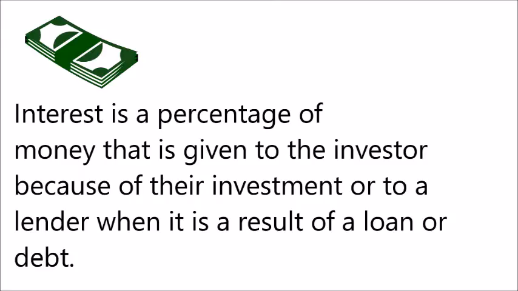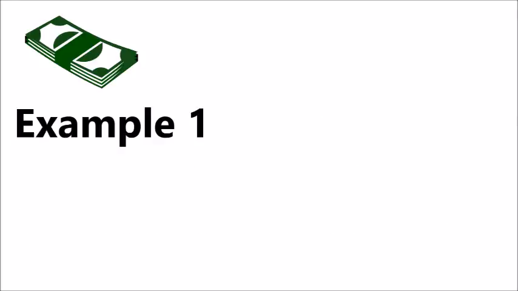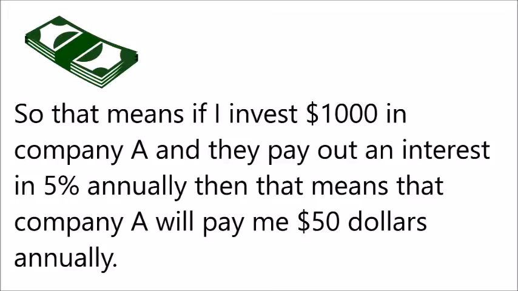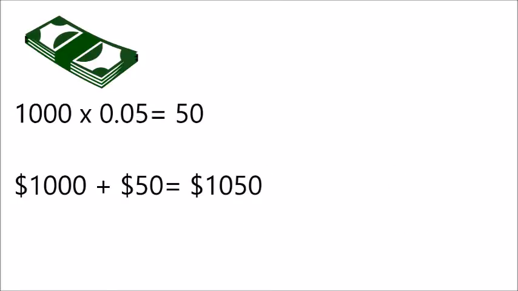So to define it, interest is a percentage of money that is given to the investor because of their investment, or to a lender when it's a result of a loan or a debt. So let's look at a few examples. If I invest $1,000 in Company A and they pay out an interest of 5% annually, that means that Company A will pay me $50 every year. A type of investment that would provide this type of example would be a stock, paying out its dividend.